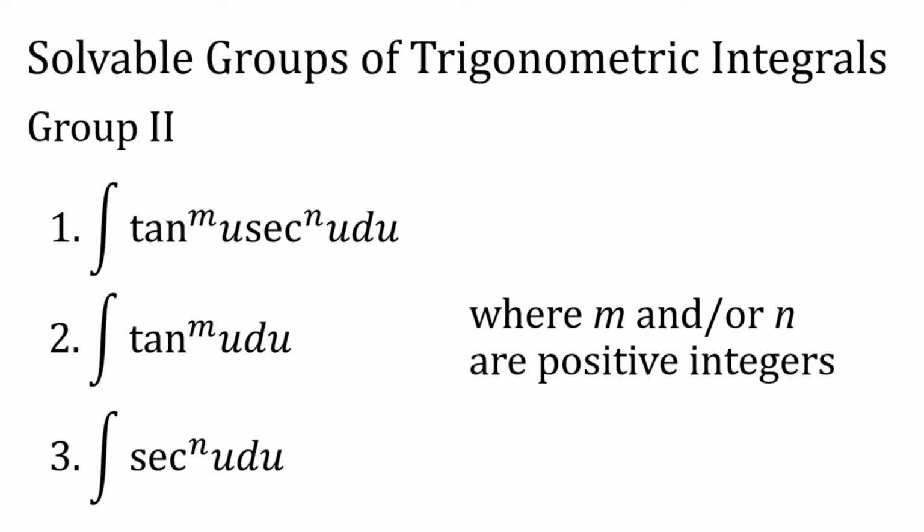Now let's have the group 2 of solvable groups of trigonometric integrals. Number 1, the integral of tangent raised to the m u secant to the n u du. Number 2, the integral of tangent to the m u du. Number 3, the integral of secant to the n u du, where m and or n are positive integers.